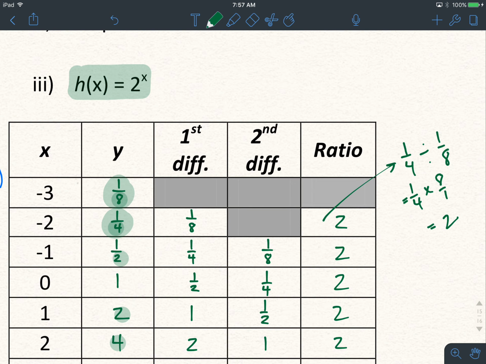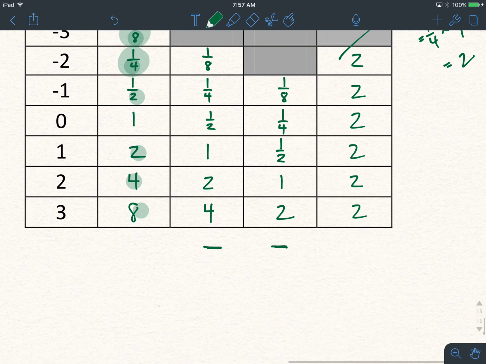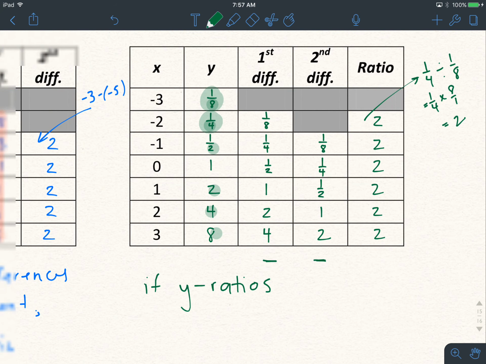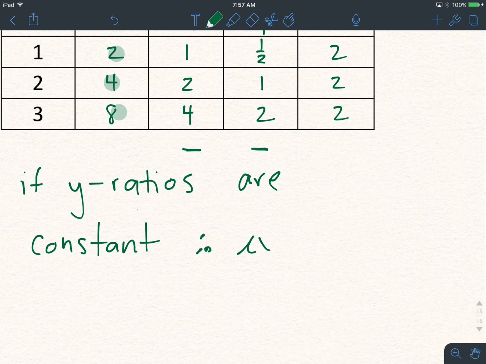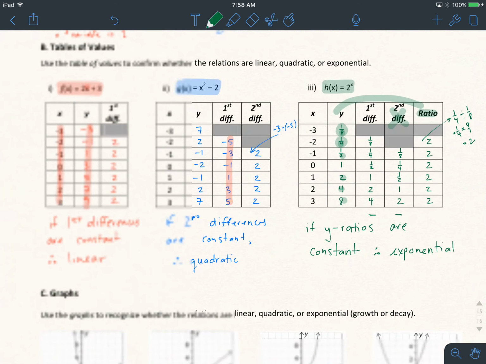And I would just do that calculation all the way down through the table. And what you find is that, and it's important to say y ratios as opposed to just ratios, it refers to the fact that when we're doing this calculation here, this ratio is coming from this over here. It's not coming from second differences. It's coming all the way back from our original y values. So if the y ratios are constant, it's going to be exponential. Therefore, exponential. So those are the tests that we can perform on our tables of values.